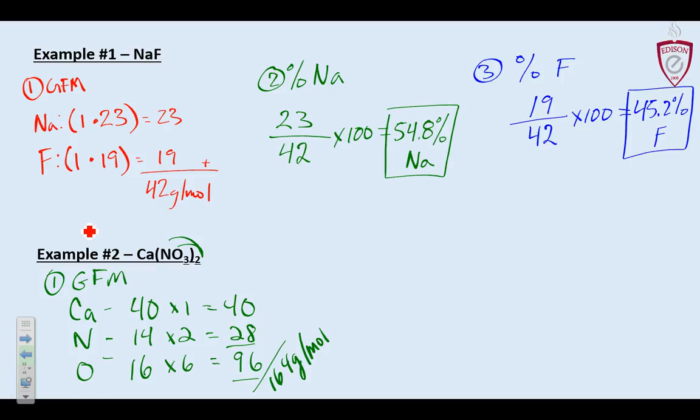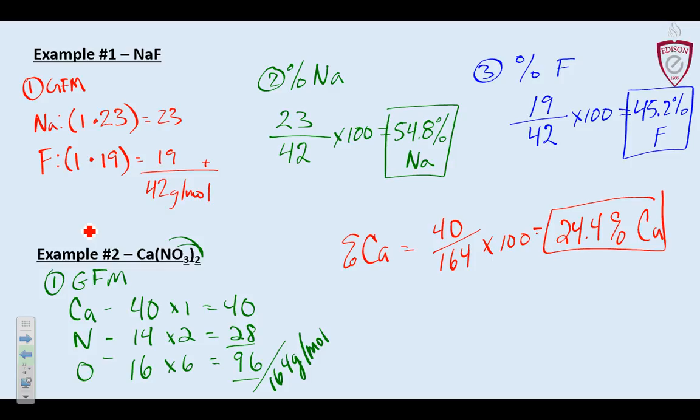So let me do calcium first. Percent calcium is going to be my part over whole times 100. I see my part is 40, my whole is 164. That gives 24.4%. 24.4% calcium. Put a box around it.